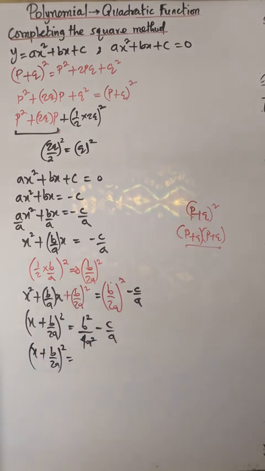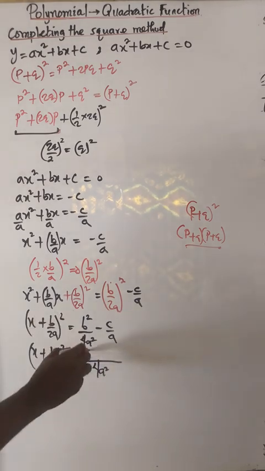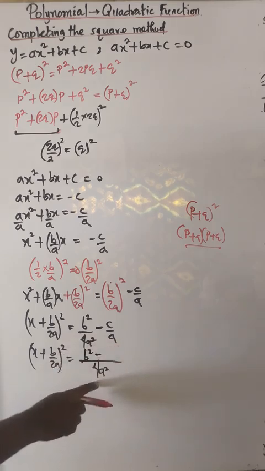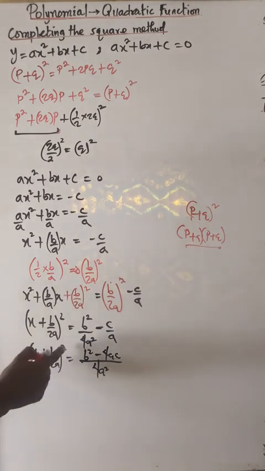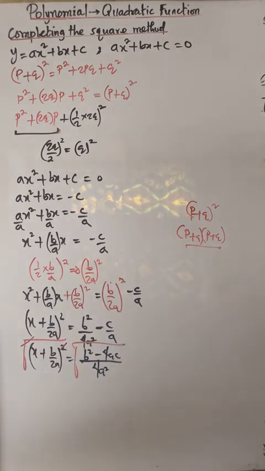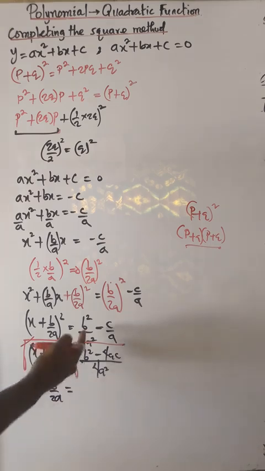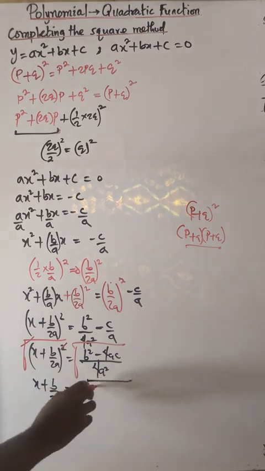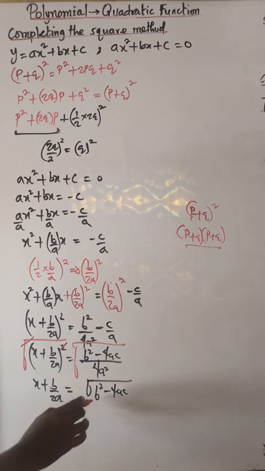And let's combine it as a simple fraction. Here, a can divide 4a squared, so the LCM is 4a squared. Then 4a squared divided by 4a squared is 1. 1 times b squared is b squared. We have minus here. When a divides 4a squared, we have 4a. 4a multiplies c, that's 4ac. Our aim is to get x. So in order to get x, we need to remove this square by taking the square root of both sides. So this square root cancels this square. So I'll be having x plus b over 2a equals, we can split this square root, square root of b squared minus 4ac over square root of 4a squared.